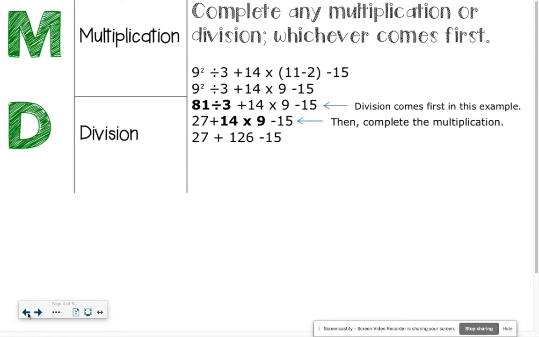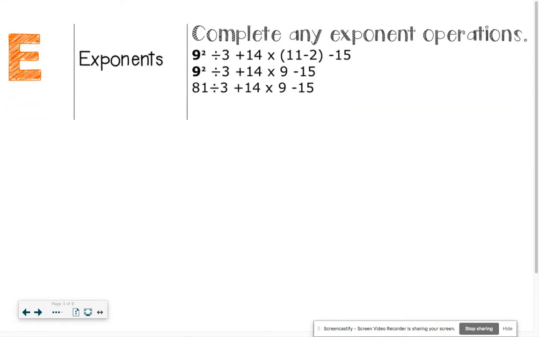Second letter is exponents. Exponents are these little tiny numbers in the sky. These have just started to get introduced to you. So you might see some of them pop up in problems, but that is the second part you do. So in this problem, we first start with the parentheses, and then our next step would be to go to the exponent.